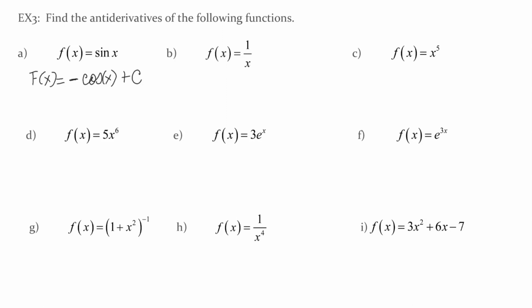negative of negative sine, which is positive sine, right? Remember, the derivative of cosine is negative sine. So that is why we have a negative there, because we didn't start out with a negative.